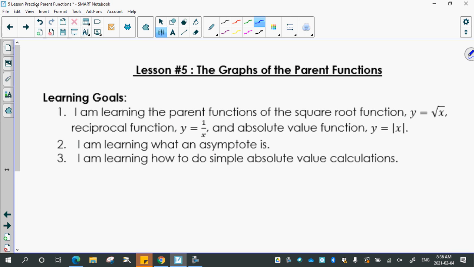Okay, so today we're learning the parent functions of the square root function y equals the square root of x, what that looks like. Okay, the reciprocal function y equals 1 over x, and the absolute value function y equals the absolute value of x. Okay, we're going to learn what an asymptote is again. We talked about it yesterday, and we're learning how to do simple absolute value functions.